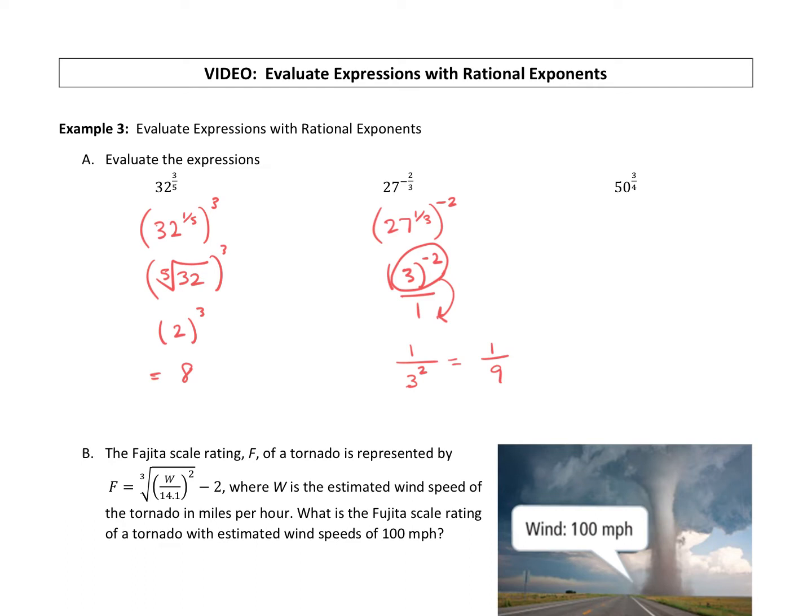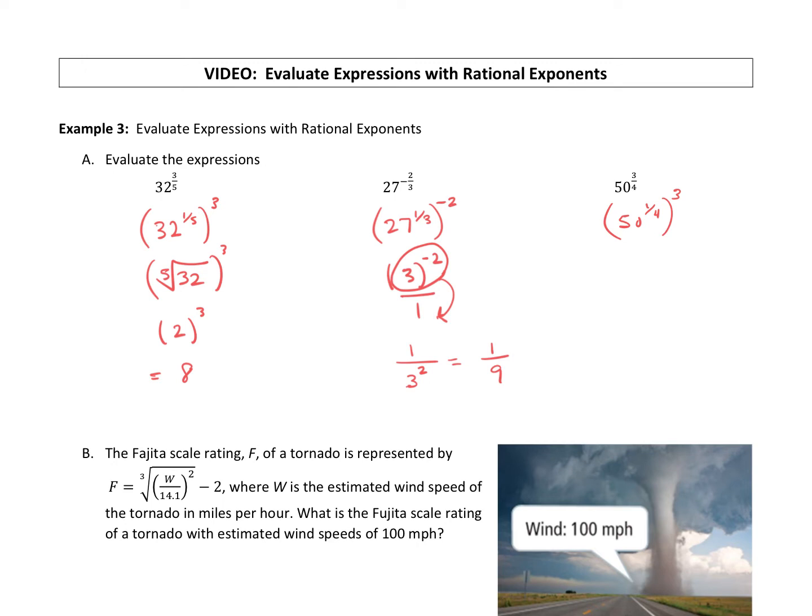All right, 50 to the 3/4 power. Let's break apart our rational exponent. We're going to have 50 to the 1/4 power raised to the third. Now, that 1/4 power, that's the fourth root of 50. If we think through, 50 doesn't have a perfect fourth root. There's not a number you can multiply by itself 4 times to get to 50.